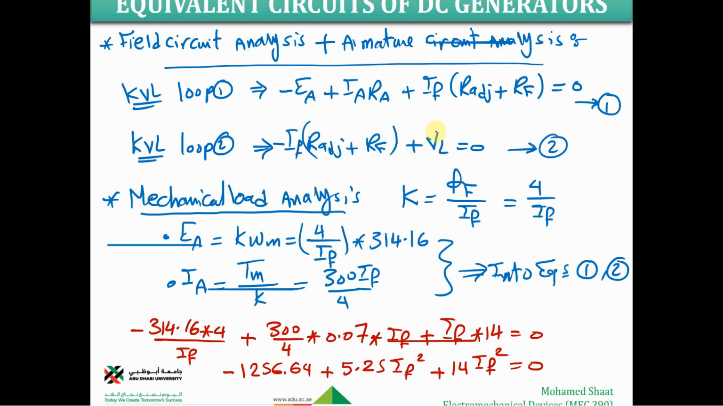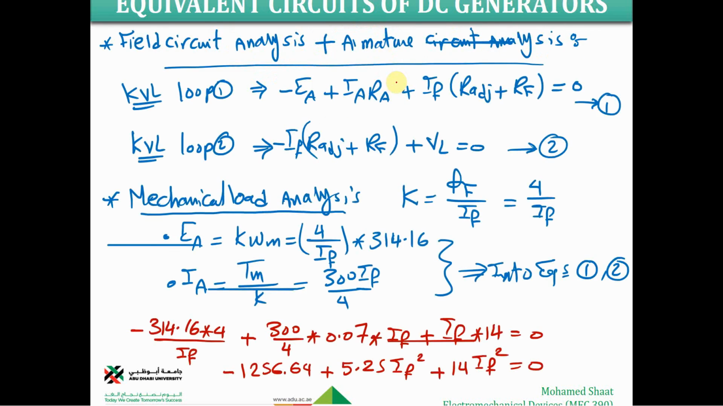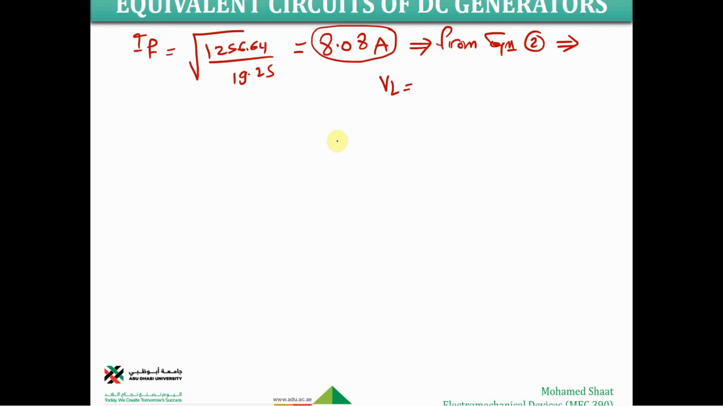And from the second equation, we can calculate the VL. So from equation 2, we're gonna end up with VL, which should equal 14, because this is 4 and this is 10, right? So it should equal the 4 plus 10, which is 14, times IF. So doing the calculations, we're gonna end up with 113.11 volts. This is gonna give us the VL.